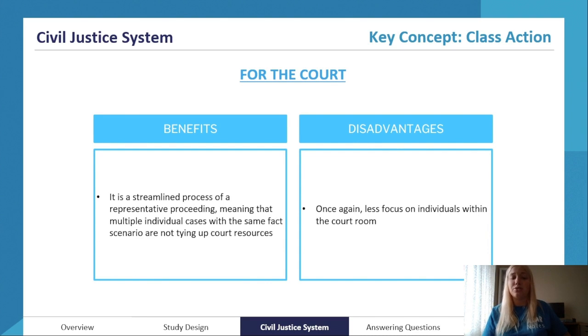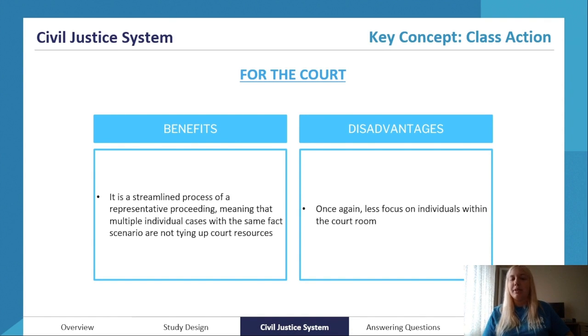For the courts, it's a streamlined process of a representative proceeding, meaning that multiple individual cases with the same fact scenario are not tying up court resources, helping to prevent backlogs. However, once again, less focus on individuals within the courtroom. So, potentially a bit of potential for making a mistake as well.